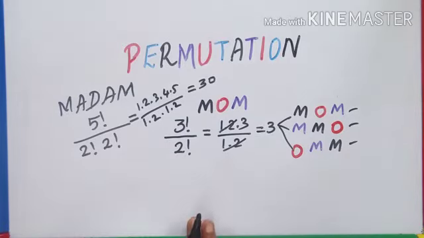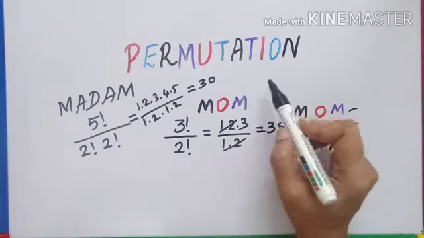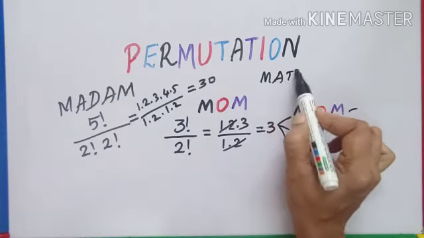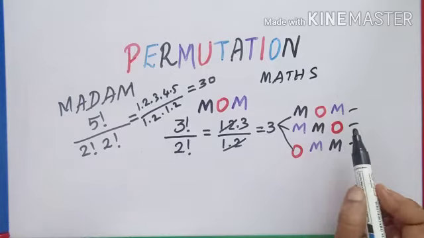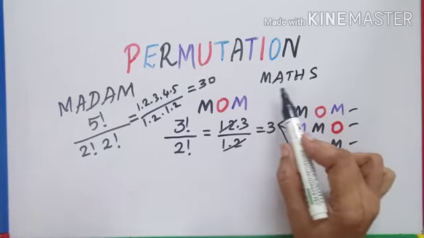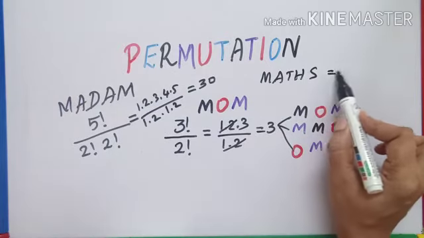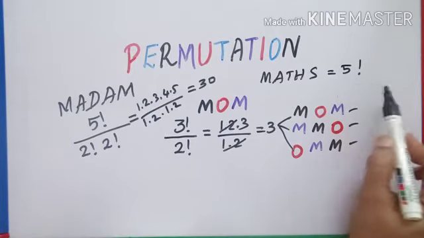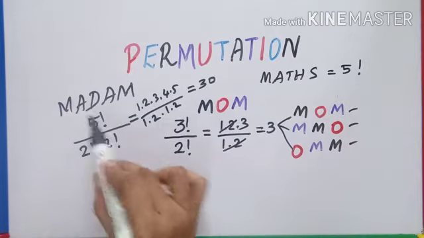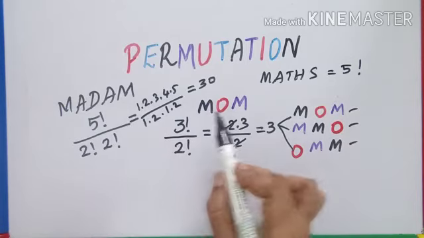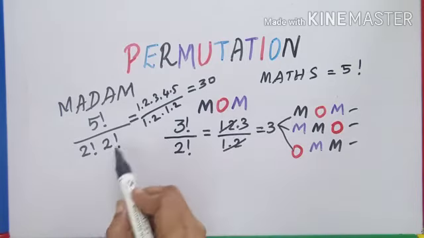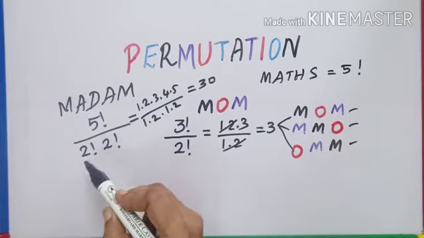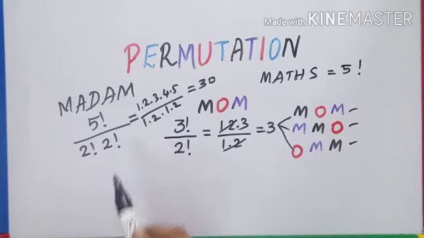So in your exercise, when some words are given, check whether any letter is repeated. So here no letter is repeated, so my answer is 5 factorial. There is nothing to be divided. But for certain words where the letters are repeated, try to divide. How many times they are repeated, that many factorial.